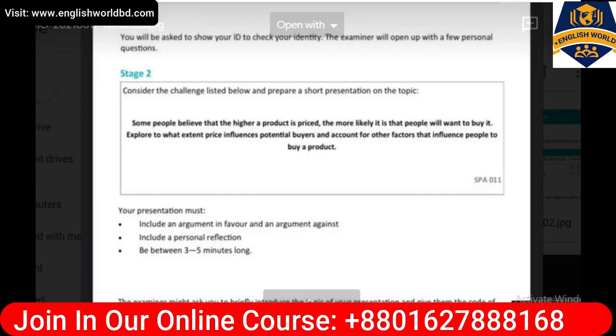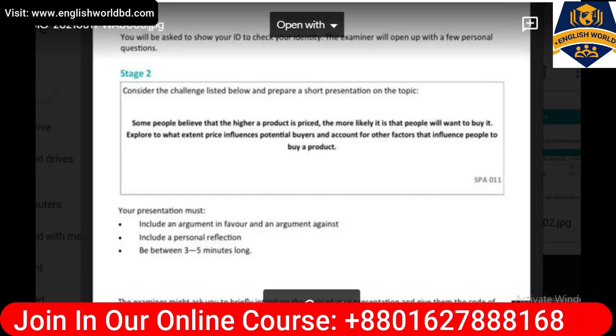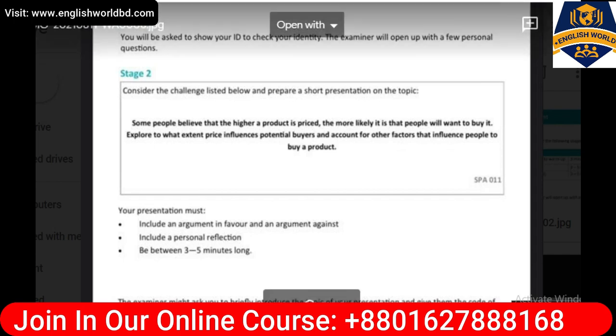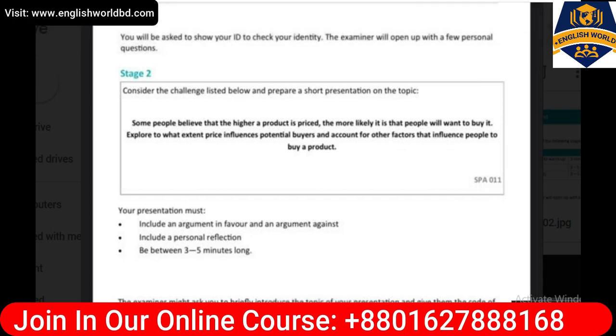Well, the third topic is: some people believe that the higher a product's price is, the more likely it is that people will want to buy it. Explore to what extent price influences potential buyers and account for other factors that influence people to buy a product. Well, this is all about buying a product, so it's a very common topic as well.